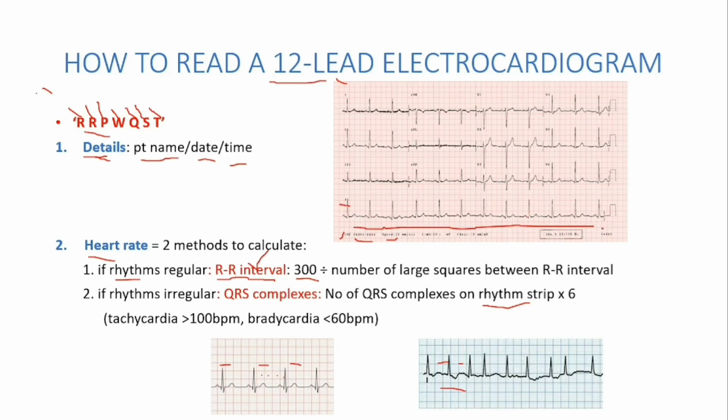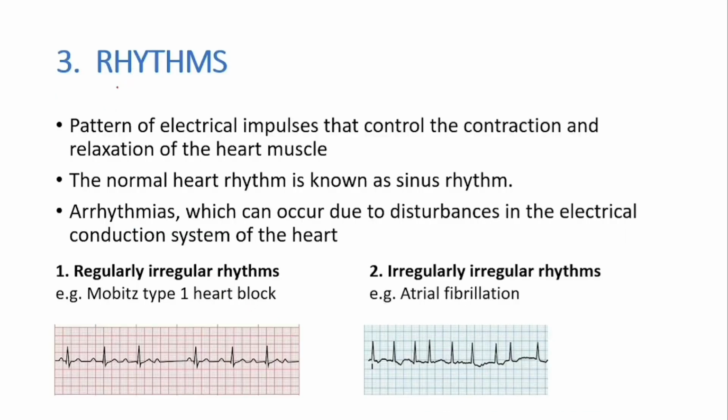So this paper is normally 10 seconds. Count the QRS complexes in this rhythm strip and multiply by 6, so you will get the heart rate for 1 minute. If the rate is greater than 100, it is tachycardia. If less than 60, then it is bradycardia. Now, what about the rhythm?